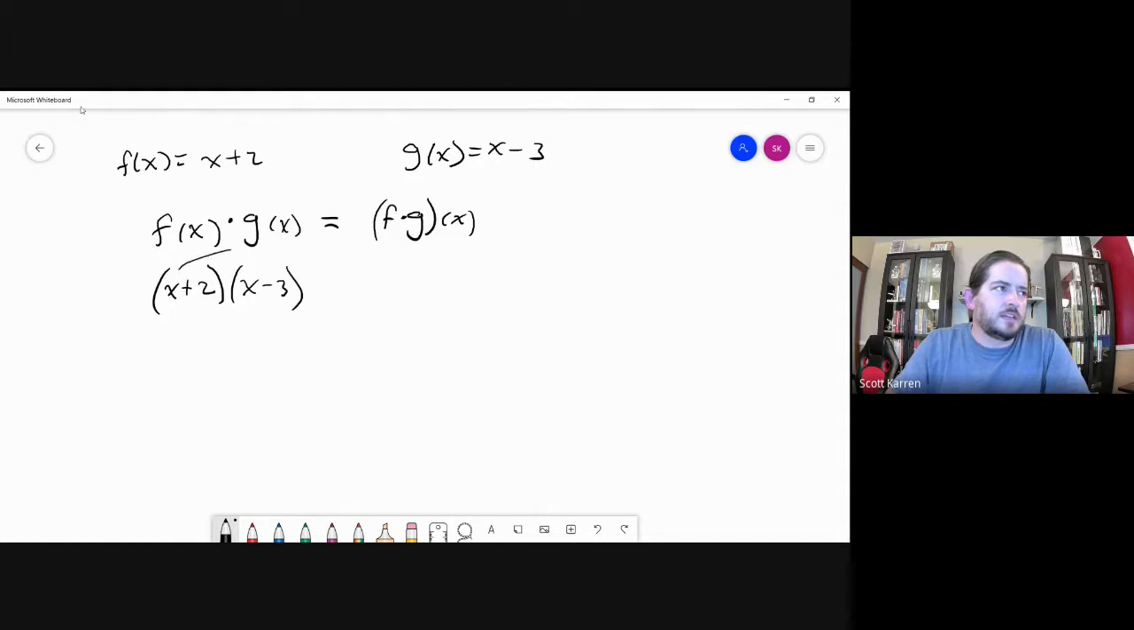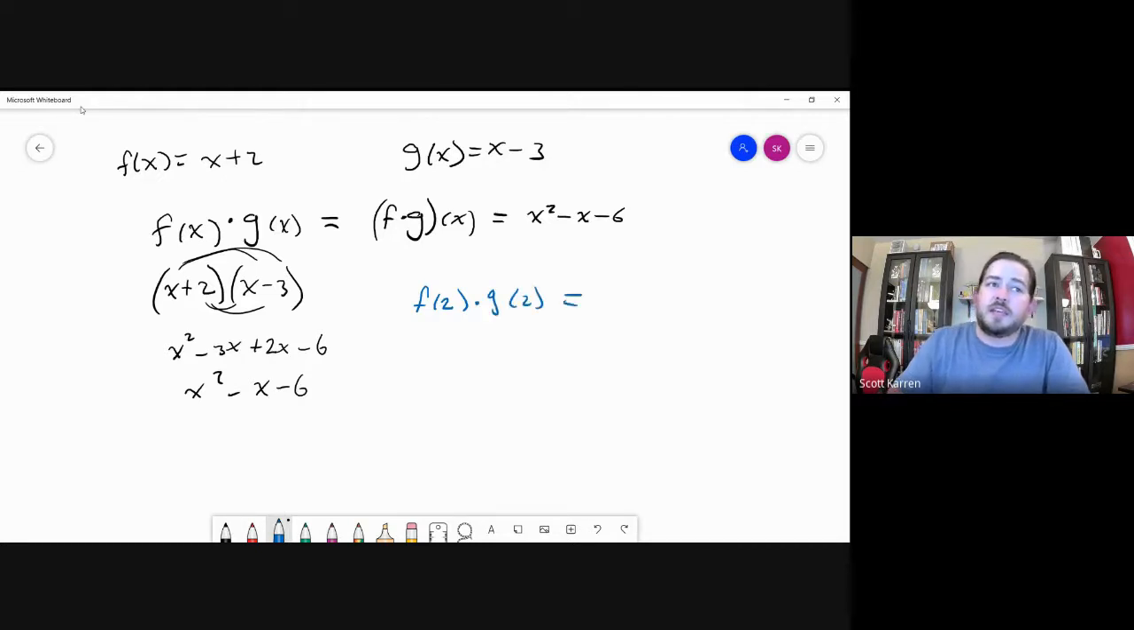And I would FOIL these together, which gives me x squared minus 3x plus 2x, and then minus 6. Right? And I can simplify this to be x squared minus x minus 6. So that's what I'm saying f times g of x is. And once again, I should be able to evaluate something that says, say, f of 2 multiplied by g of 2 should give me the same thing as f multiplied by g, that polynomial evaluated at 2.